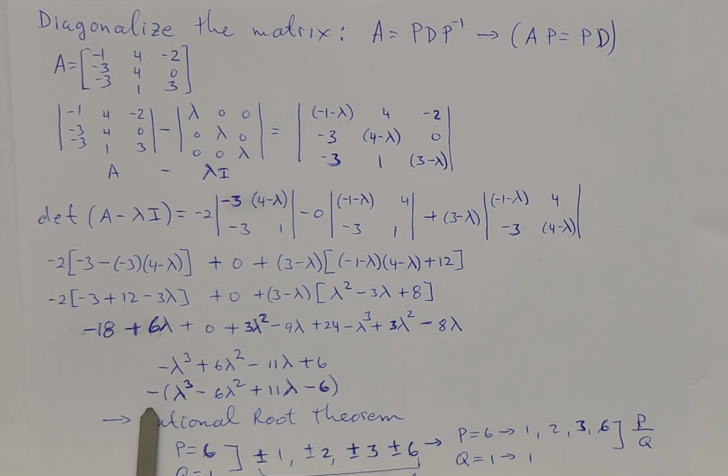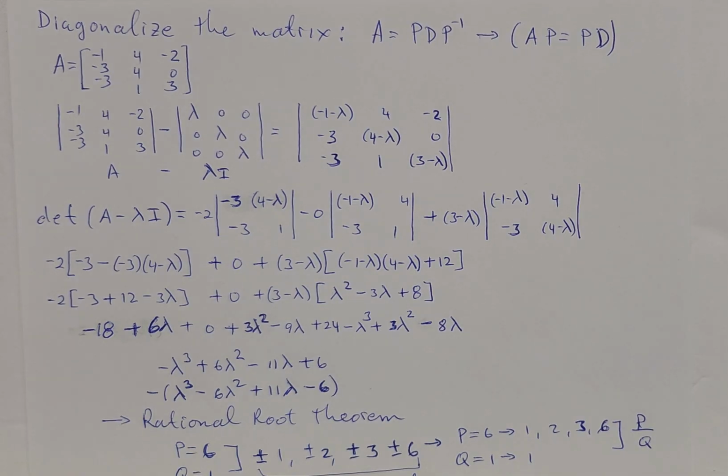I'm going to take out the negative. So when I take out the negative, all of these signs will be changed. So negative becomes positive, positive becomes negative, negative becomes positive, positive becomes negative. So this right here is our characteristic polynomial. One more time, this right here is our characteristic polynomial. So this is our polynomial.